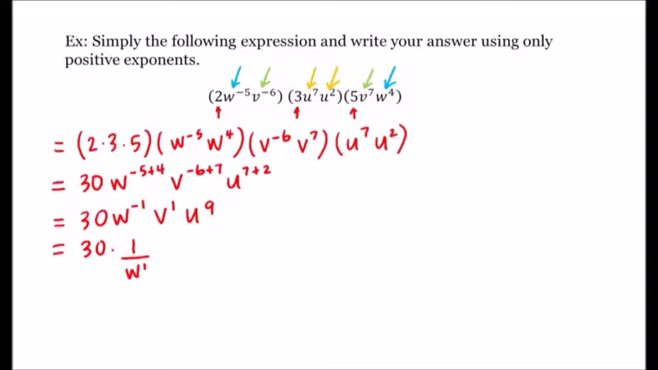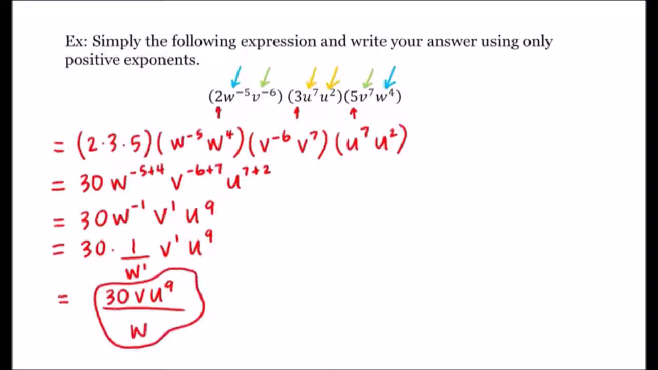Remember, we want to write our answer using only positive exponents. And when the exponent of a variable is 1, we usually do not write it. So writing this as one fraction and dropping those exponents of 1 gives us our answer of 30v u to the ninth divided by w. All right, let's see another example.